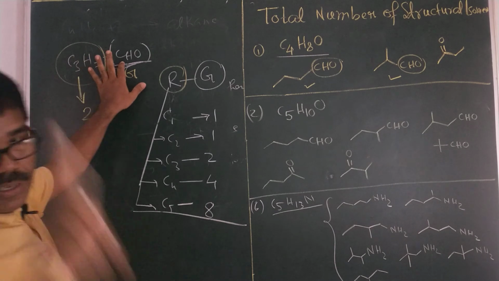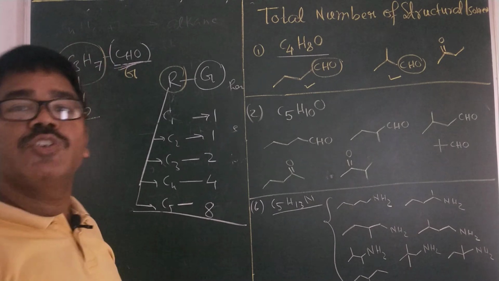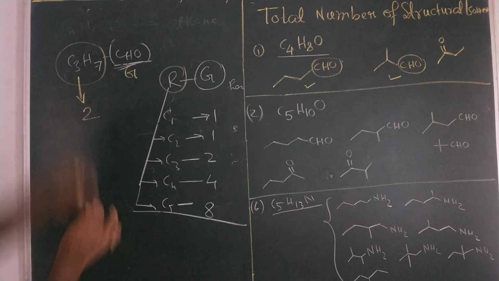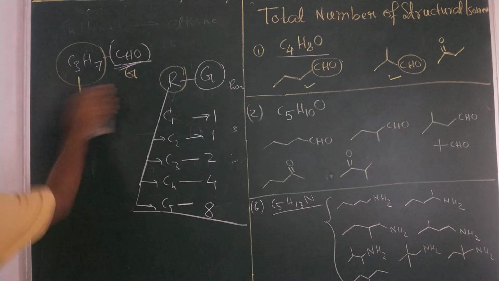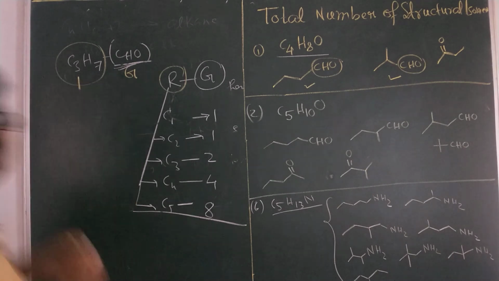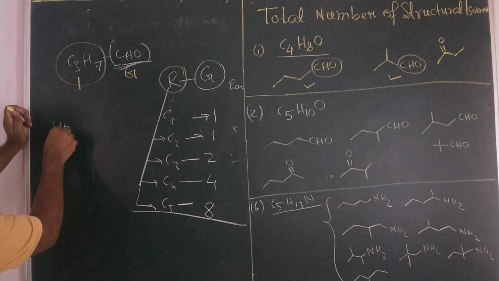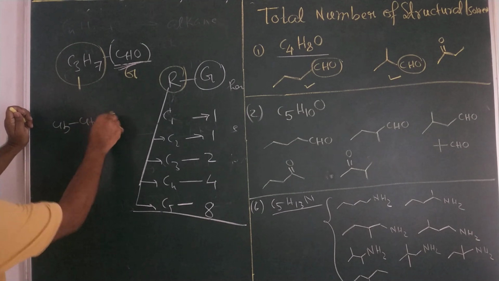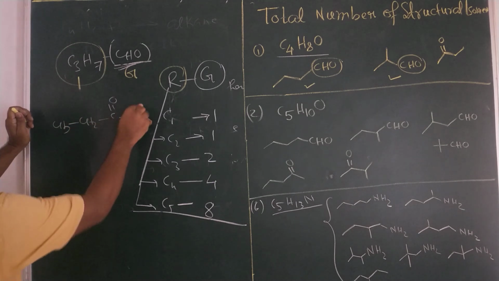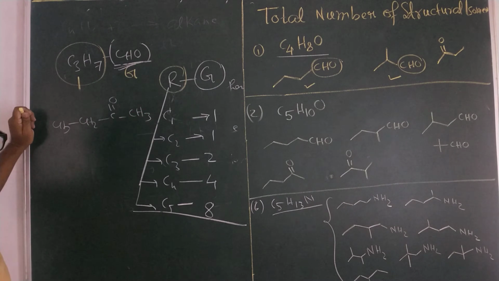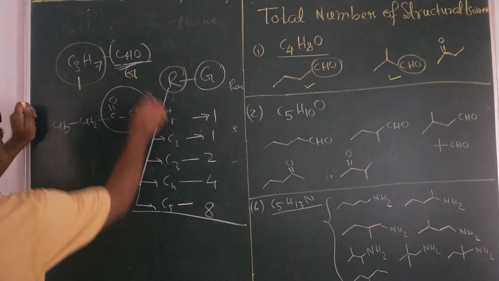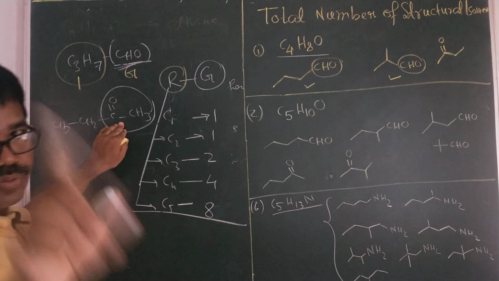When a compound can be an aldehyde, the compound can also be a ketone. Therefore, for this particular molecular formula, what is the ketonic form? The ketonic form I can write like this: CH3, CH2, CO, CH3. Here, this is the ketonic group.